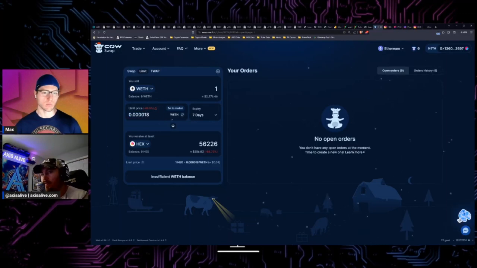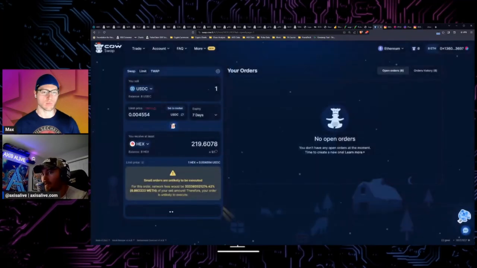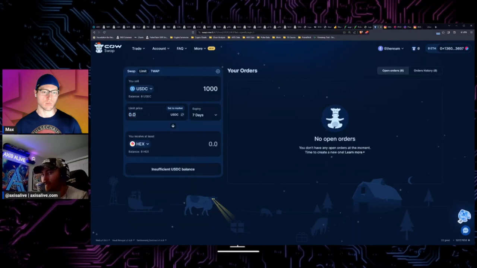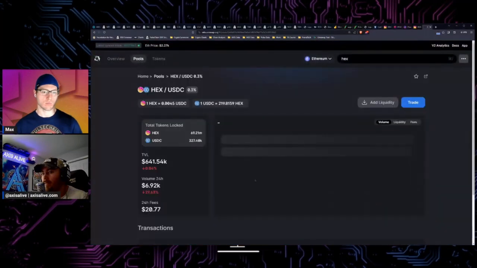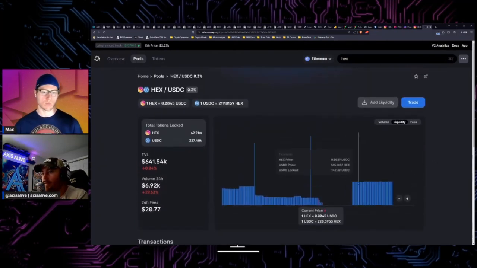And you can switch here between whether you want to view your value in ETH terms or in Hex terms. That can get tricky because people are used to seeing dollar signs. So if I do it in dollars, and I want to sell $1,000 for Hex, I'm going to do it at 0.003. Then I would want to maybe go into the Hex USDC pool and set up liquidity down there so that there's something there for traders to sell into.